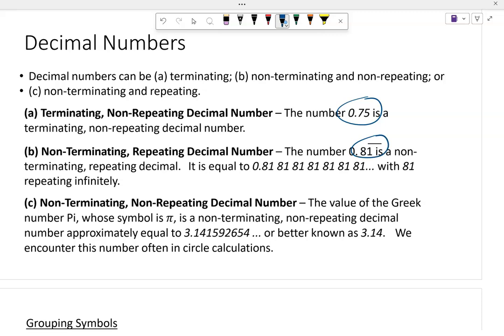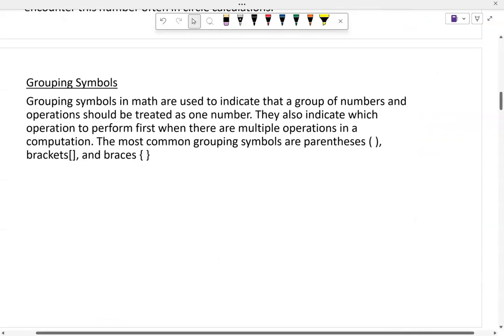0.81 repeated, that's supposed to be over that. That's showing that it's 0.81, 81, 81, 81, and so on. So that's another rational number. That's 81/99, actually. It doesn't terminate, but it does repeat. And then, of course, pi would be an example of an irrational number. It does not terminate, nor does it repeat a pattern in decimal form.